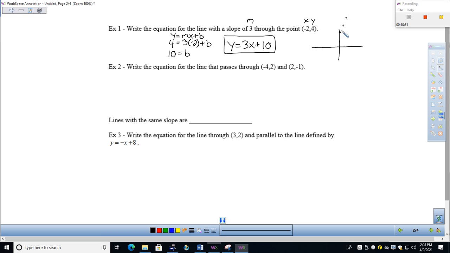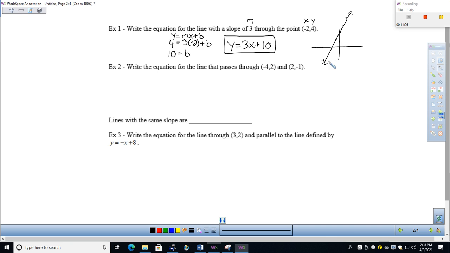And as a matter of fact, up 3 and right 1 is the same as down 3 and left 1, and so forth. Anyway, you've been doing this a lot in your Algebra 1 class, so just something like that. It's not necessary for our purposes here, I just wanted to refresh.